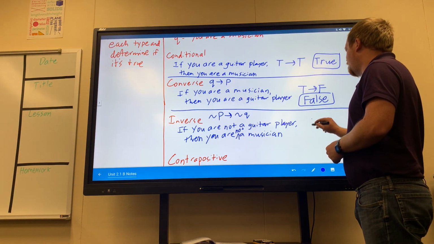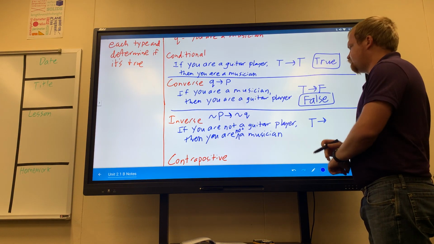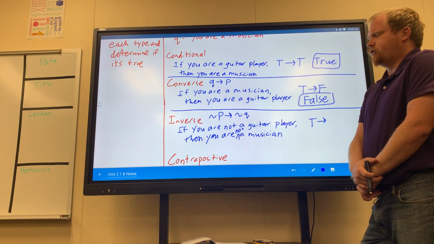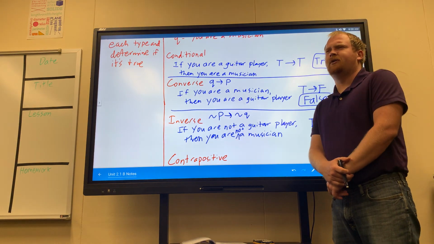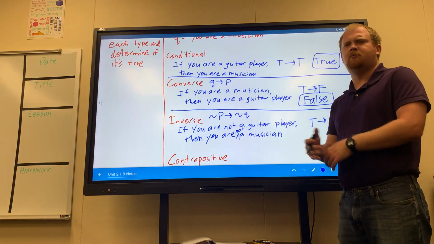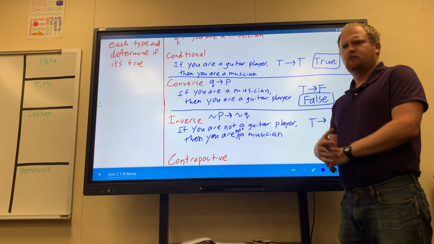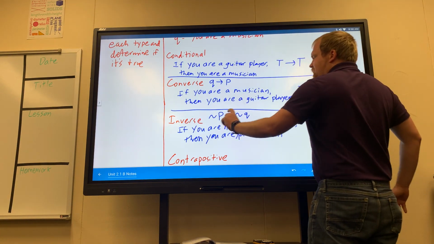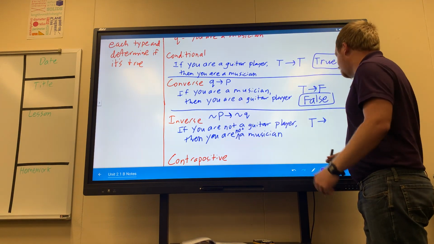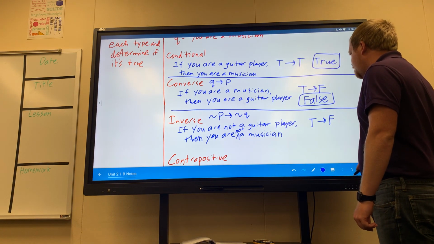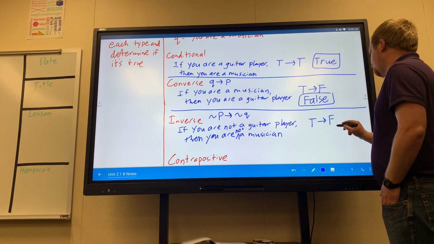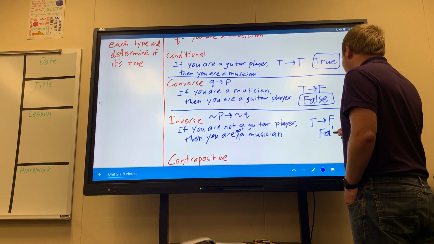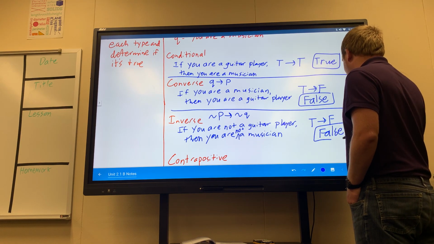Well, let's say you are not a guitar player. Then you are not a musician. Well, so you're saying that I can't play the drums and be a musician? I can't be a trumpet player and be a musician? Well, absolutely you can. So just because you're not a guitar player doesn't mean you're not a musician, because there's other instruments. So this statement is false. So the then will be false. So the statement itself is false.